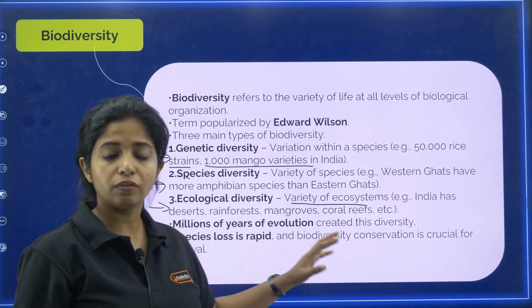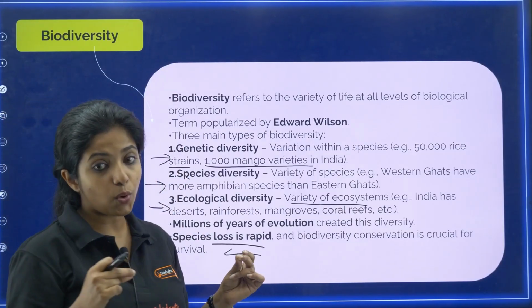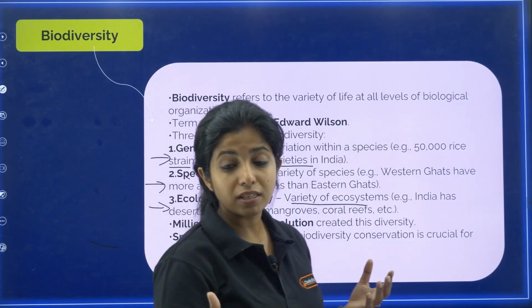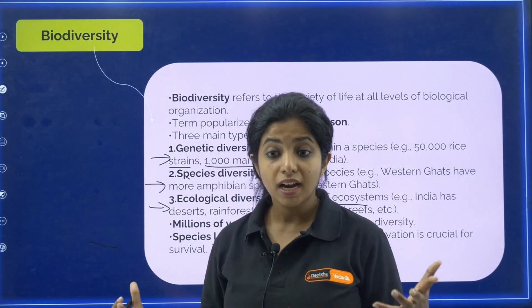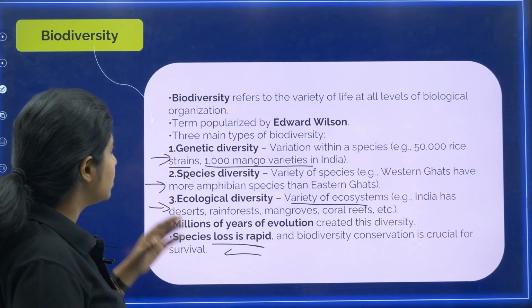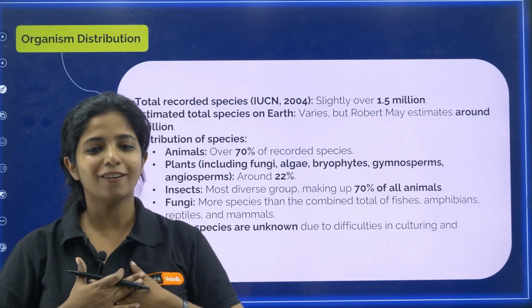Now millions of years of evolution create this diversity. I hope you know that. And species loss is rapid, my dear children, and biodiversity conservation is very much important. In Los Angeles, the wildfire happened and it created a huge loss in biodiversity. Don't you think it was very rapid? Yes. So we have to be really careful when we deal with biodiversity. We have to take care of mother nature, then nature will take care of us as well.